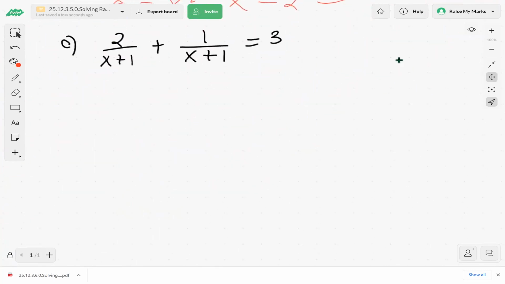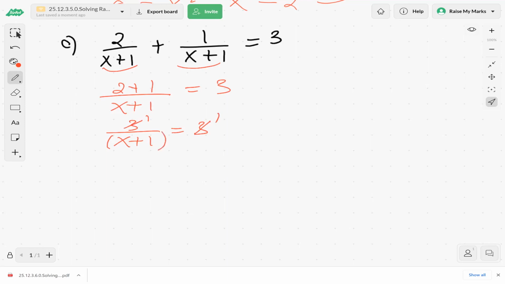C. 2 over x plus 1 plus 1 over x plus 1 equals 3. Notice on the left-hand side, we have two fractions. We're adding them together. We have a common denominator, so that makes things really easy. So we have 2 plus 1 over x plus 1, that's a common denominator, equals 3. We have 3 over x plus 1 equals 3. We can divide both sides by 3. Let's do that, like so. And we're left with 1 over x plus 1 equals 1.